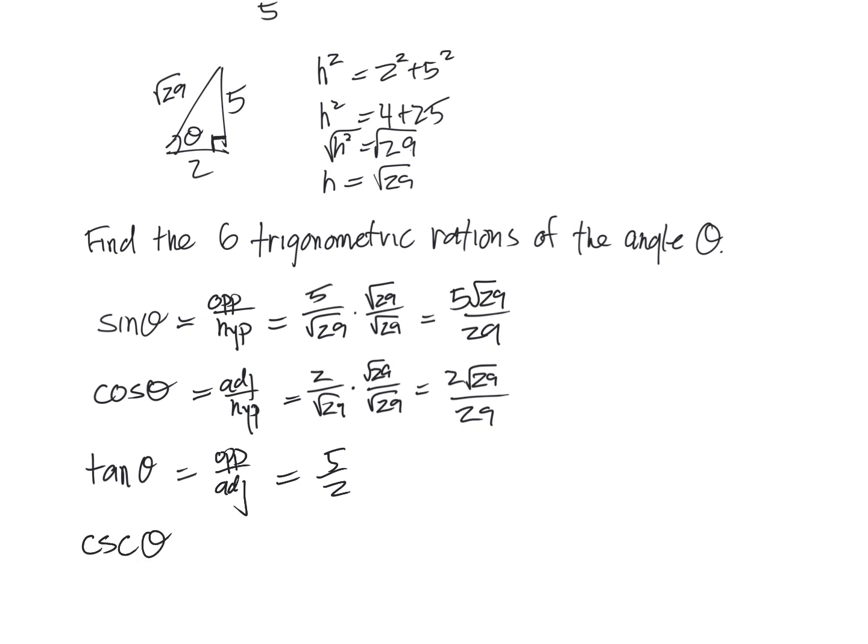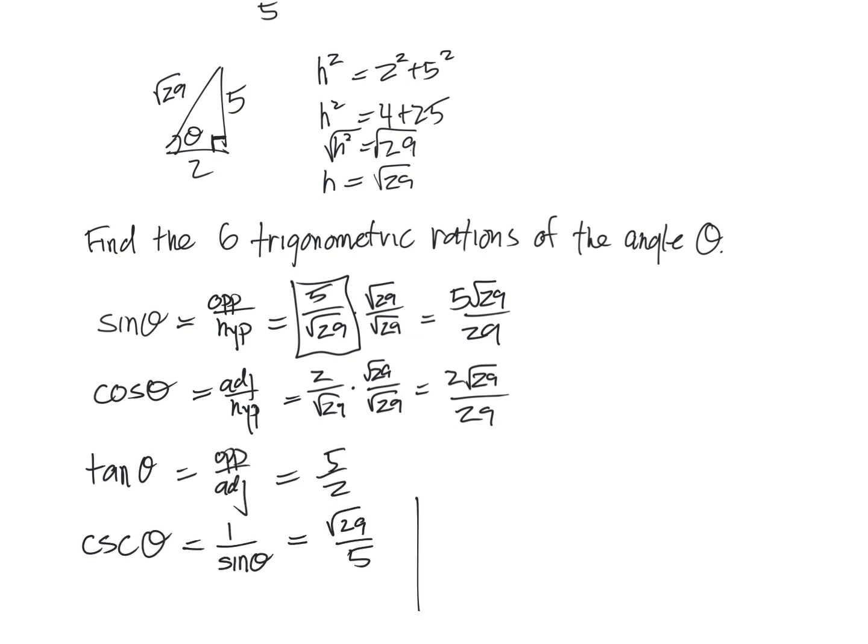For our cosecant of theta, now we have another way of writing cosecant. Remember, cosecant is 1 over sine of theta. So basically the reciprocal of sine of theta. If sine of theta was this, 5 over root 29, this is before we rationalize the denominator, taking the reciprocal of that is going to be root 29 over 5.